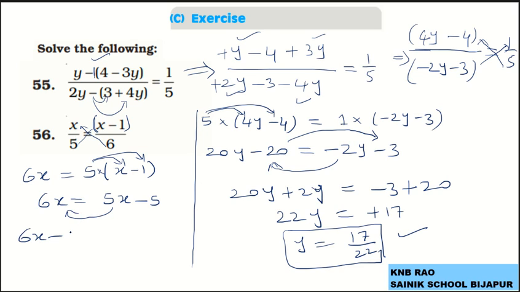So 6x minus 5x equals minus 5. See children, here 5x has a plus sign; if it comes to the left hand side it becomes subtrahend with a minus sign. So 6x minus 5x is 1x equals minus 5. This is the solution of this equation: x equals minus 5.